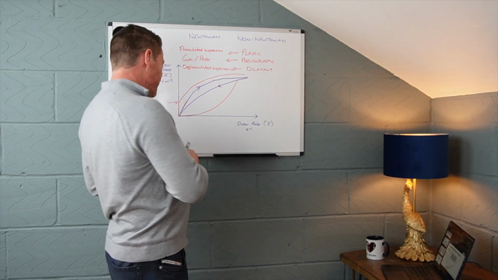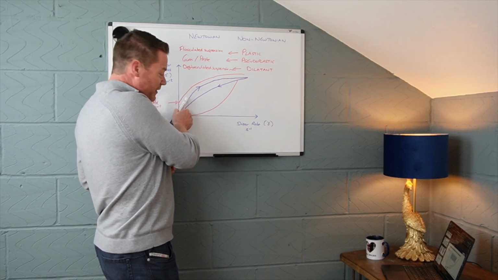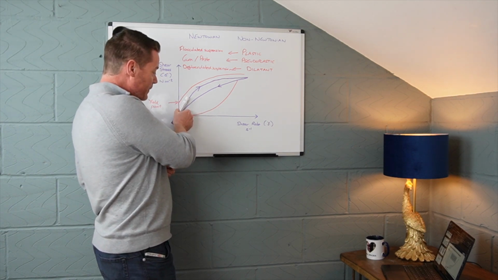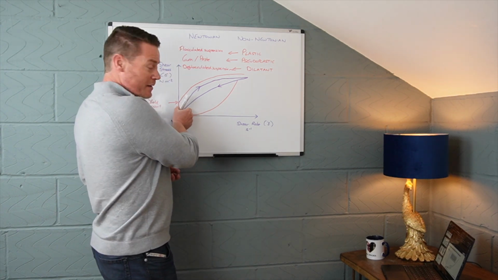And if we think about that, if we were to measure the gradient of the line at the same applied stress, we will find on the way up the gradient is steeper than on the way down, which says the viscosity is higher on the way up than the way down.